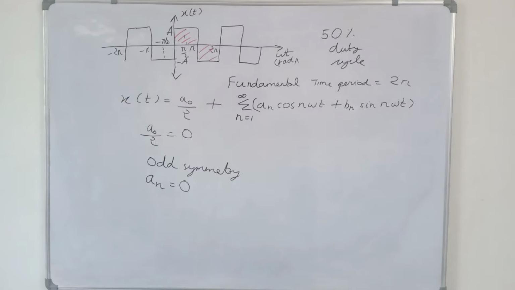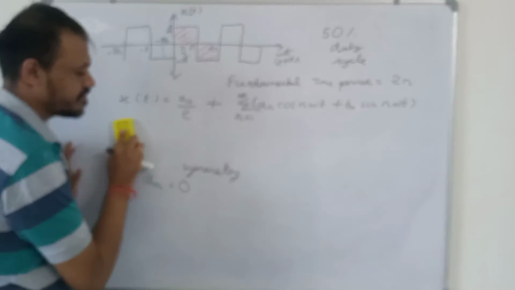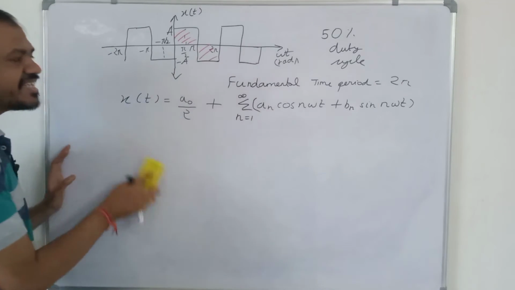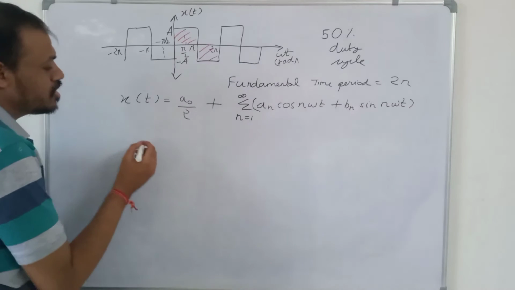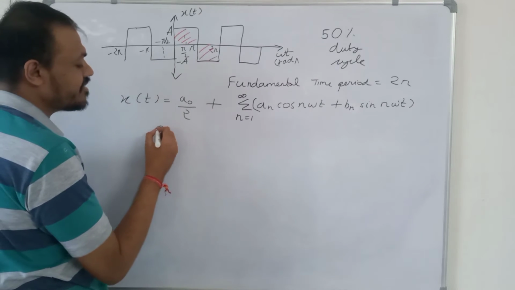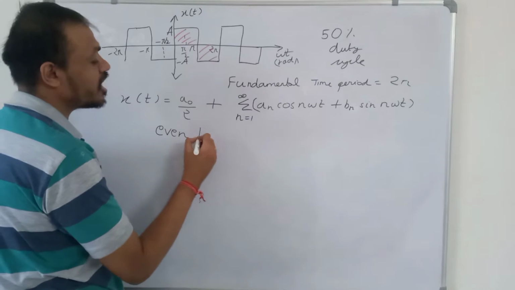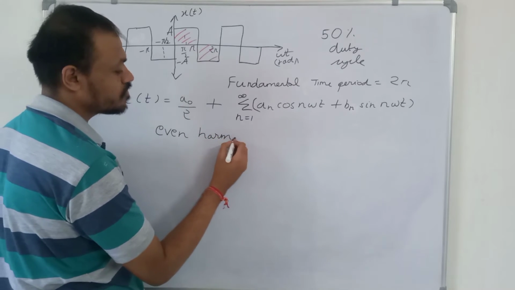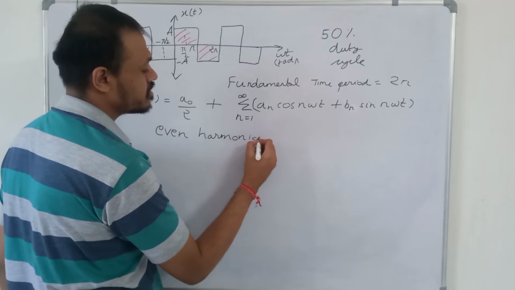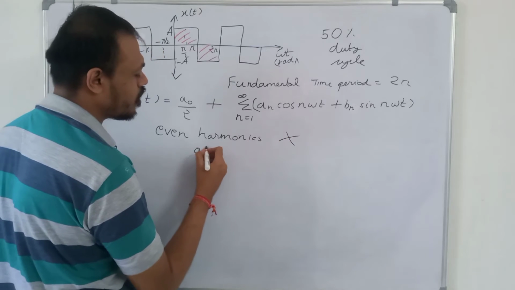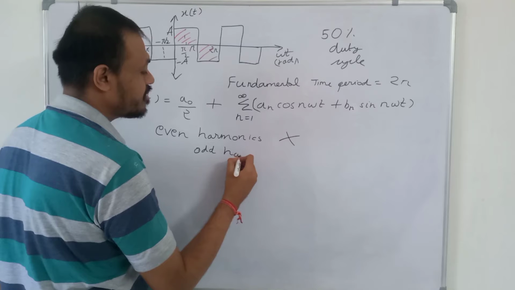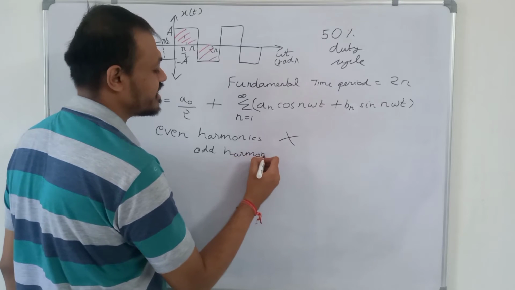Now we can easily expand this signal. Also, later we will see that it is a half wave symmetric signal, so it will not have even harmonics. We will prove this also when we are expanding it. There will not be any even harmonics, there will be only odd harmonics because this signal has half wave symmetry.